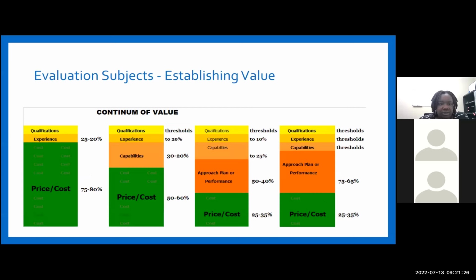And this is just another breakdown of how, when you add in different evaluation subjects, each percentage adjusts based on what you add to your evaluation plan. As you can see, you can even use qualifications or experience or capabilities as a threshold when other factors are in a higher percentage.